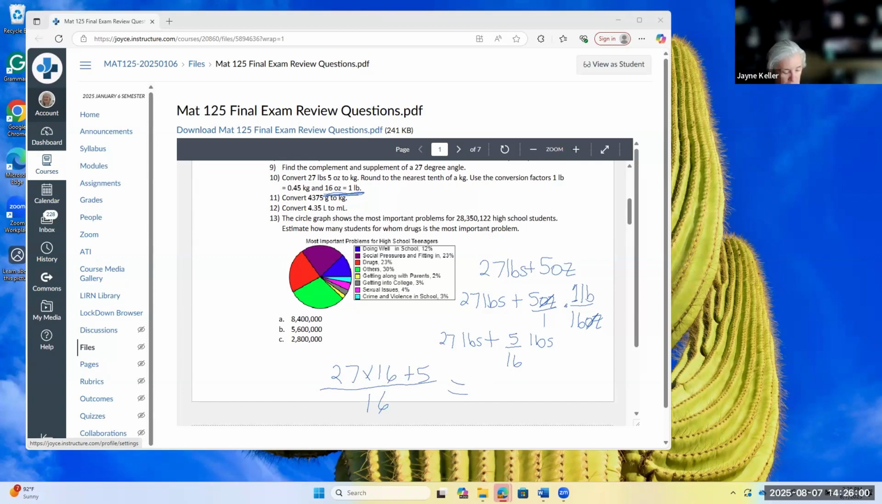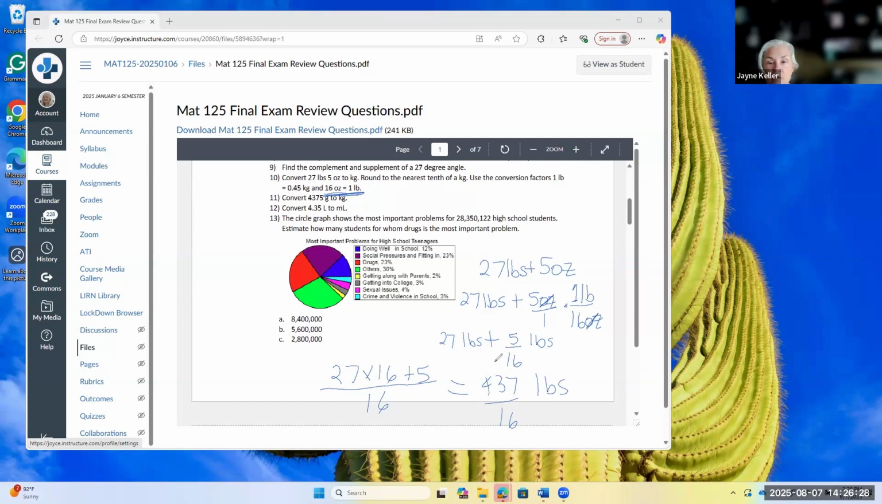And then I'm going to use calculator for that. 27 times 16 plus 5. So 437 over 16. So I'm only going to simplify the numerator. I'm going to leave the denominator alone for now. So I've got 437 over 16 pounds.